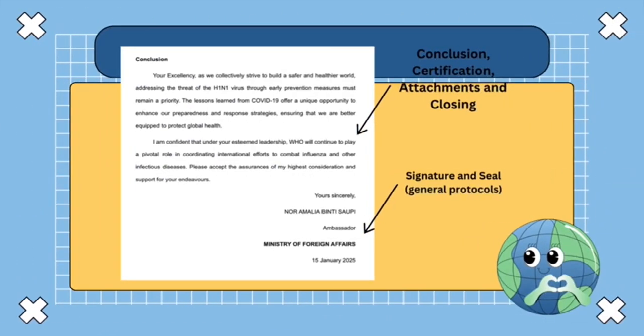And lastly, conclusion. Certification, attachment, and closing is really important to your diplomatic note to ensure the reader or the person you want to send understood what you want from them. And lastly, signature and seal with general protocol in your right paper in diplomatic notes.